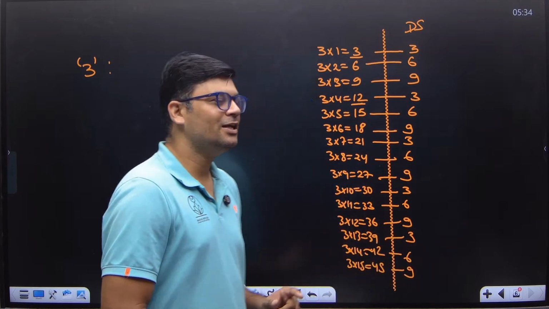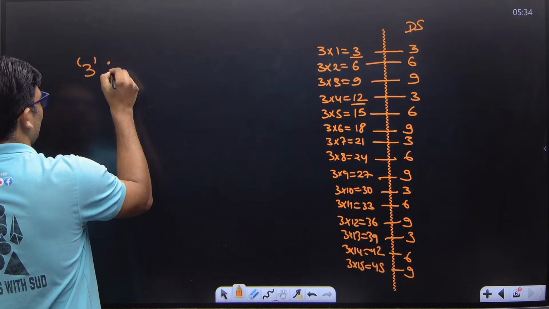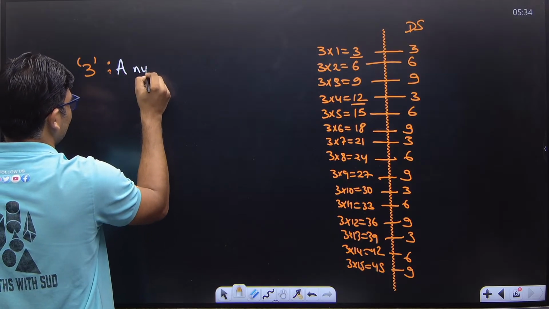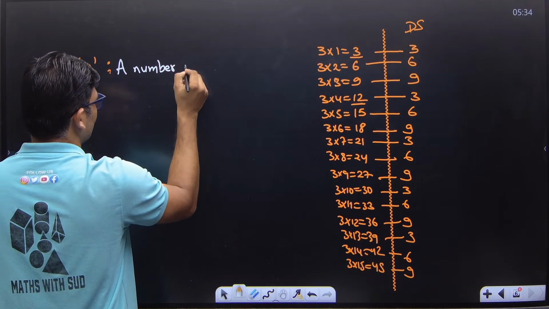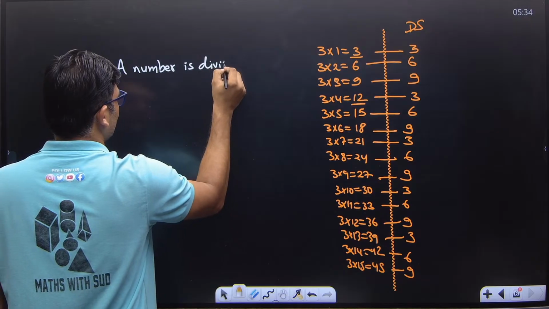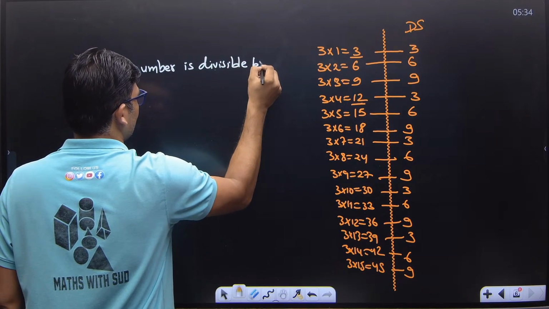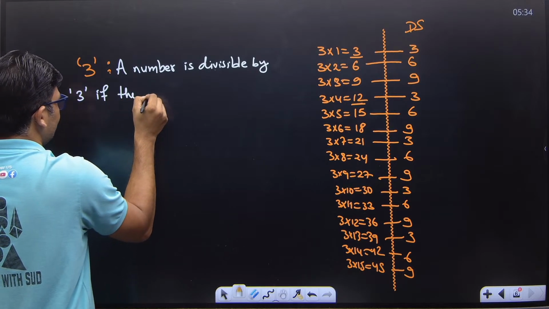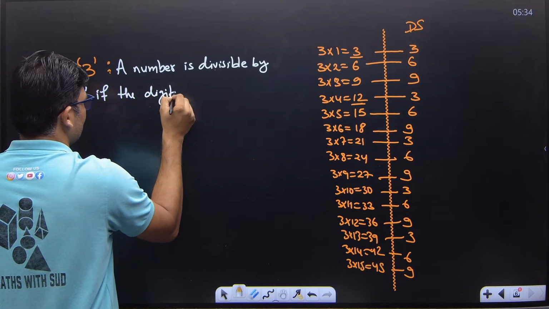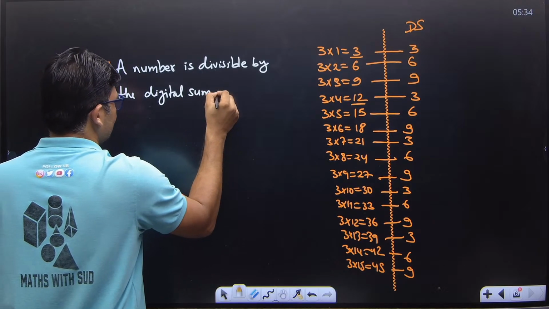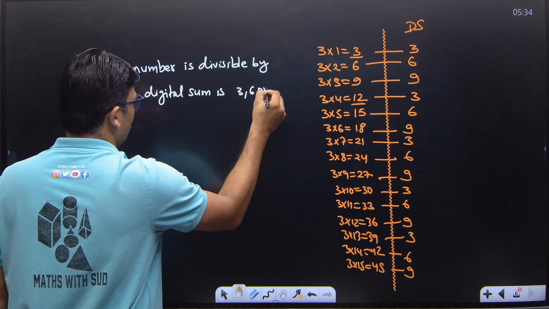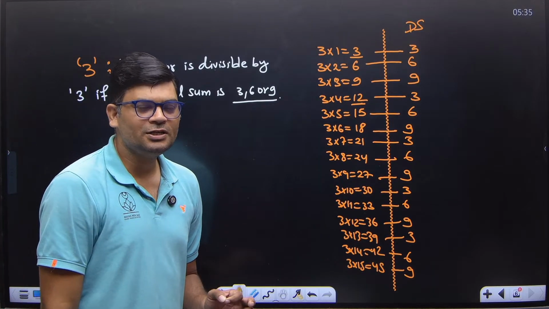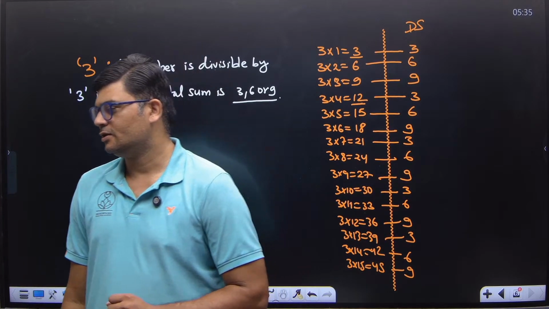So we can write the divisibility rule of 3. You can write along with me. A number is divisible by 3 if the digital sum is 3, 6 or 9. Only if it is 3, 6 or 9, the number is divisible by 3.